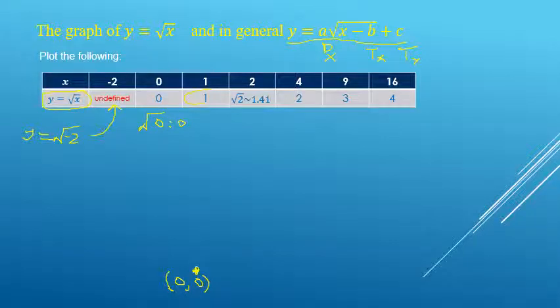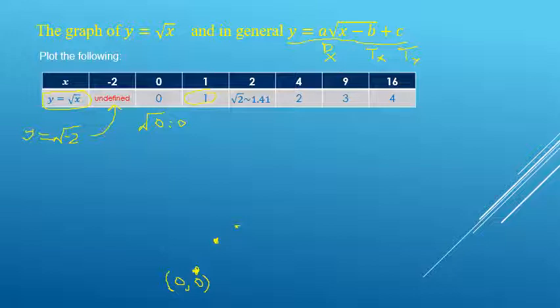So the square root of 1 is 1, so we can plot the point where x is 1, y is 1. Okay, if I put 2 into the rule, we get the square root of 2. Square root of 2 is a surd. We can approximate the value. It's approximately 1.41. So when x is 2, y is about 1.41, just about there.